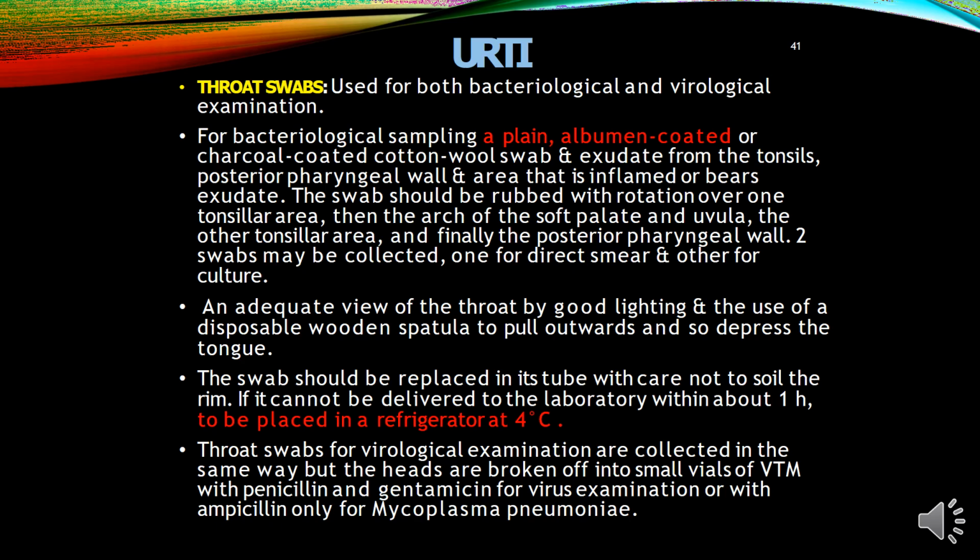Throat swabs are used for both bacteriological and virological examination. For bacteriological sampling, a plain albumin-coated or charcoal-coated cotton wool swab and exudate from the tonsil and the posterior pharyngeal wall should be used, and the sample should be collected from the inflammatory area bearing the exudate. The sample should be rubbed with rotation over one tonsillar area, the arch of the soft palate and the uvula. The swabs may be used for direct smear and further culture.